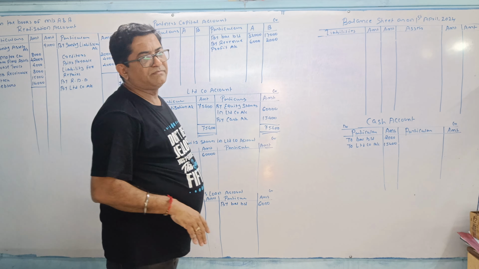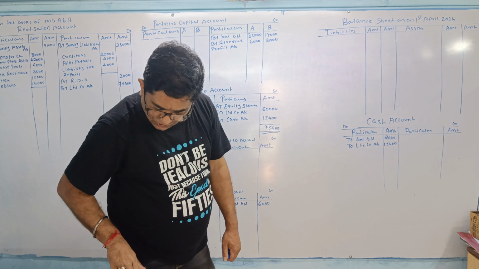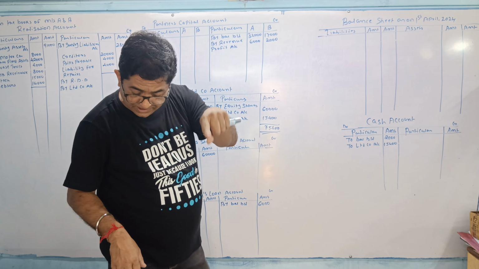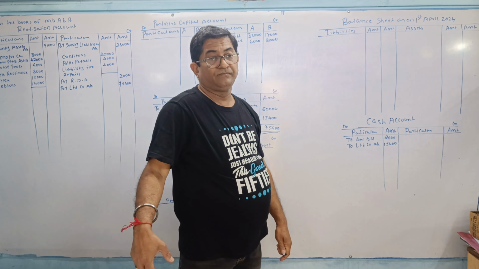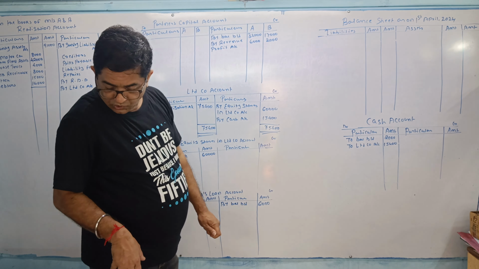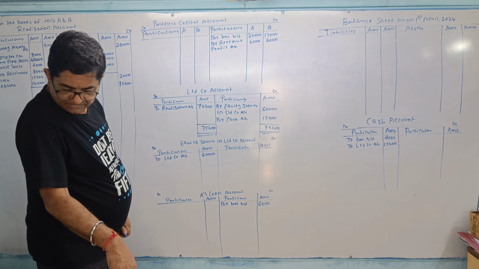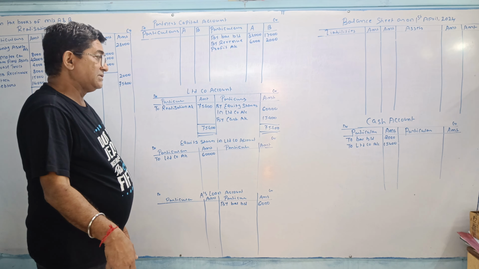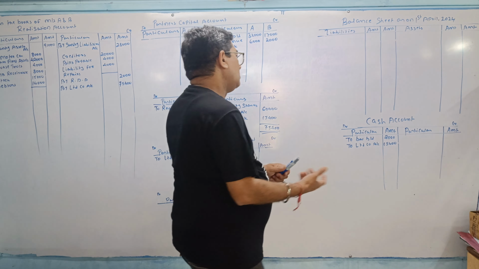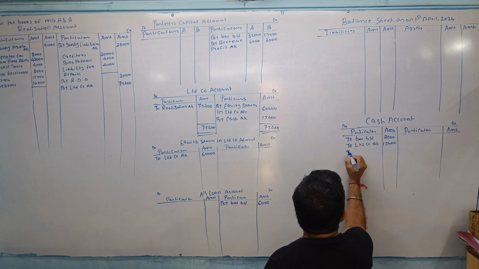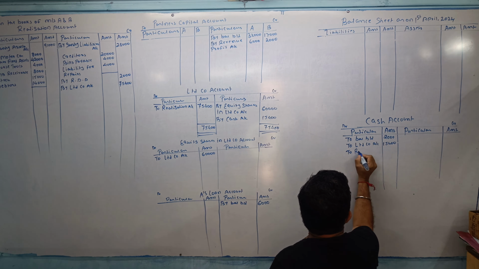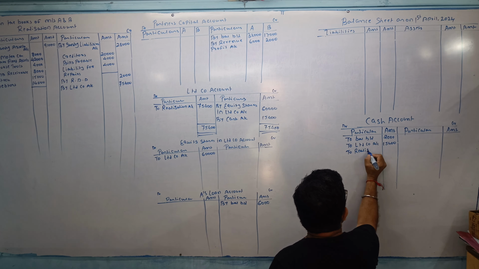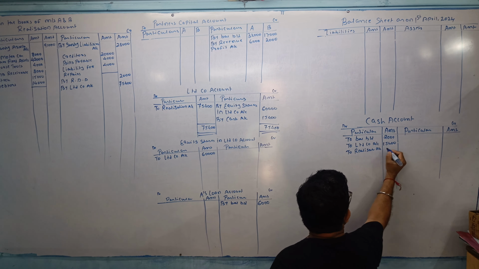Now come to adjustment number 3. See, motor car was sold by the firm. Partnership firm ने motor car बेच दिया 10,000. Cash. So what will be our entry? Cash to realization. So cash account debit to realization account 10,000.